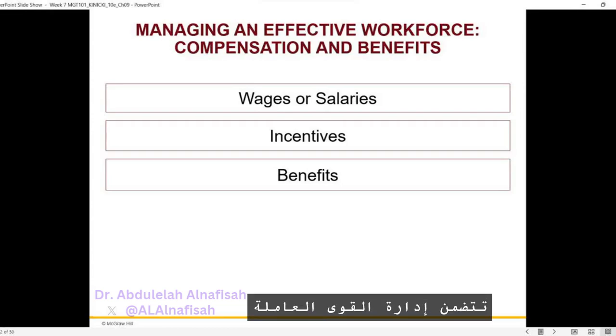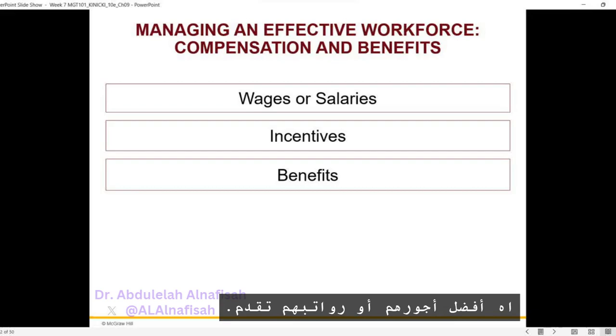Managing an effective workforce involves various strategies, and compensation and benefits play a crucial role in motivating staff to increase their performance. Let's explore how compensation and benefits contribute to managing an effective workforce. Motivating performance. Compensation and benefits are powerful tools to motivate employees to perform at their best.